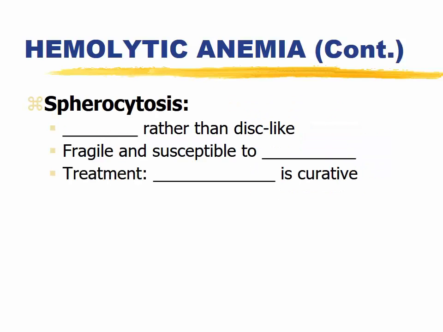Spherocytosis is the first type of hemolytic anemia we'll talk about. Spherocytosis is a condition in which the erythrocytes have a circular rather than biconcave or disc-like shape, making them fragile and susceptible to rupture.